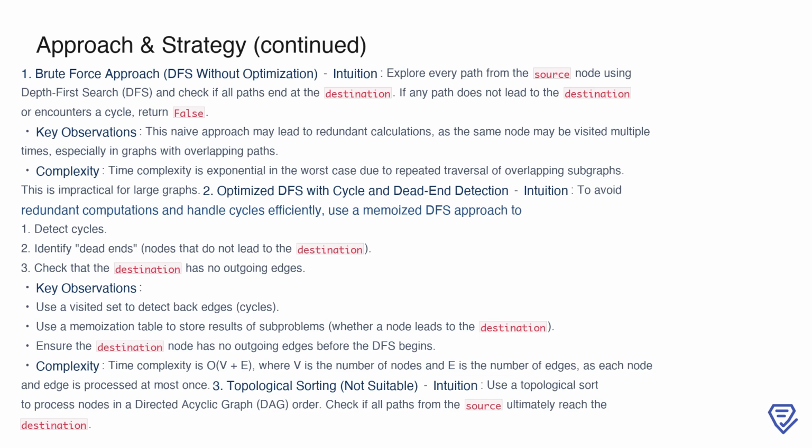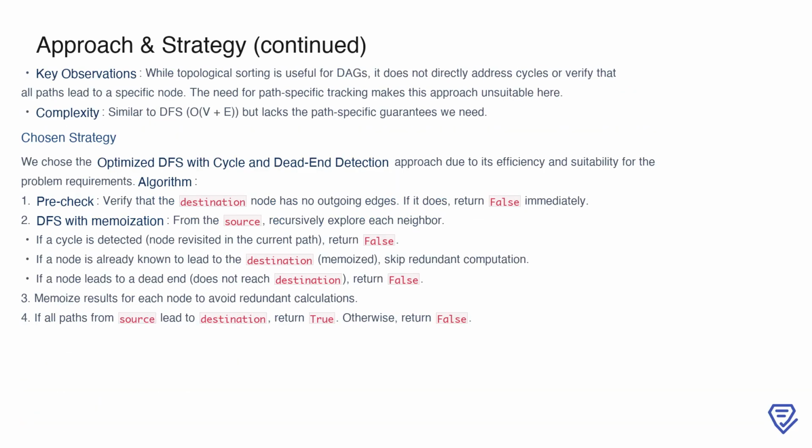Lastly, while we also considered using topological sorting, it's not well suited to this problem. Topological sorting works for directed acyclic graphs, or DAGs, but it doesn't directly address cycles or guarantee that all paths lead to a specific node. Topological sorting, while useful for processing nodes in DAG order, has limitations when applied to this problem. Specifically, it doesn't directly address the need to verify that all paths lead to the destination, nor does it handle cycles effectively. The lack of path-specific guarantees makes it unsuitable for our requirements.